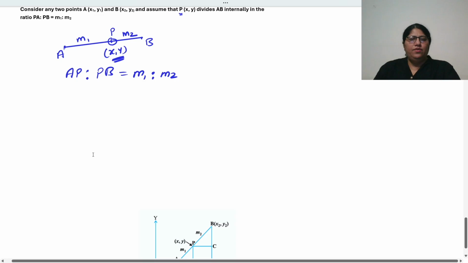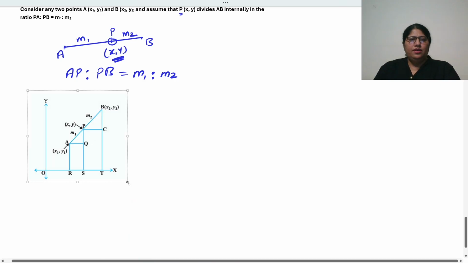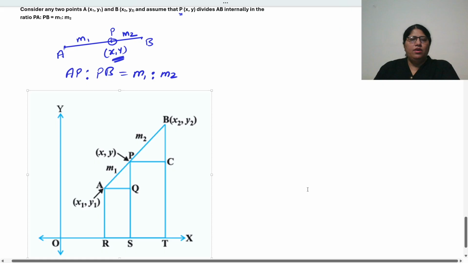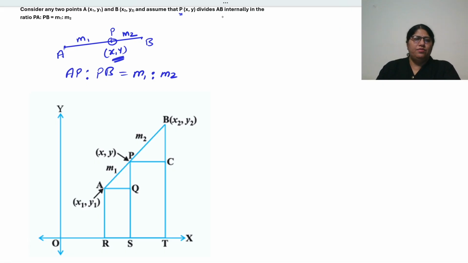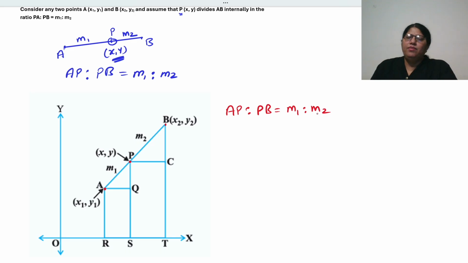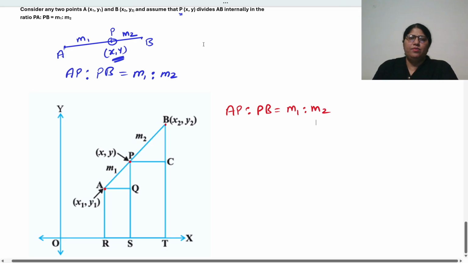In this figure, A and B are the 2 points in the first quadrant. This is point A and this is point B. The coordinates of A are X1, Y1, and the coordinates of B are X2, Y2. P is a point having coordinates X and Y, and AP is to PB is nothing but M1 is to M2. Remember, this ratio will always be positive; the ratio can never be negative.